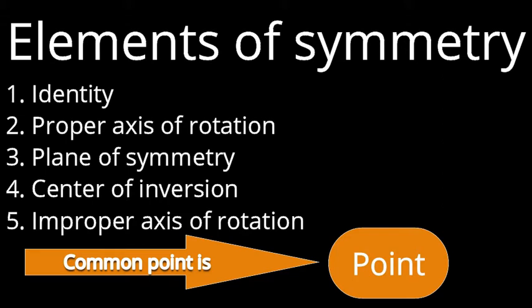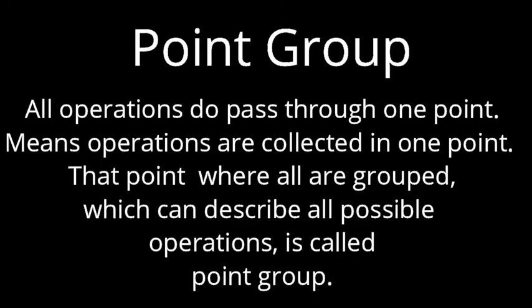Fifth one was improper axis of rotation. It also encompasses dual elements. One was axis, another was plane. Among all those five, one thing is common, and that is point. So, there is a point in studying that point. All operations do pass through one point. Means operations are collected at one point. That point where all elements are grouped, which can describe all possible operations, is called as point group.